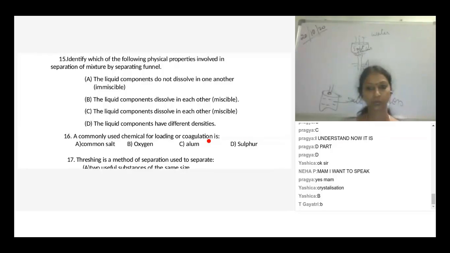Is that oxygen? Why oxygen? The answer is alum. I don't know what alum is. Alum is nothing but a chemical. So in big water tanks, they drop the alum. They drop a small piece of alum in the tanks, so that the alum attracts all the solid particles that are dispersed in water.